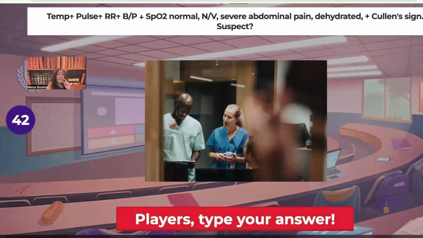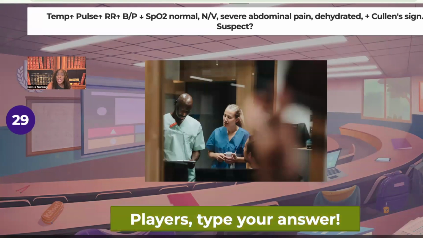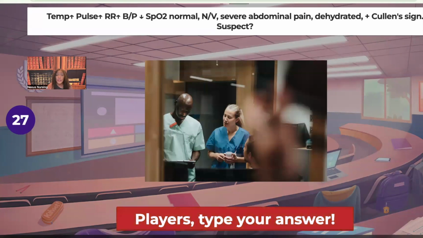Again, fever, the temperature's up. Tachypnea, tachycardia, decreased blood pressure, hypotension. The O2 sat's normal. Patient also has severe nausea, severe abdominal pain. They've got nausea, vomiting. They're dehydrated, and the colon sign is positive. What diagnosis would you suspect?